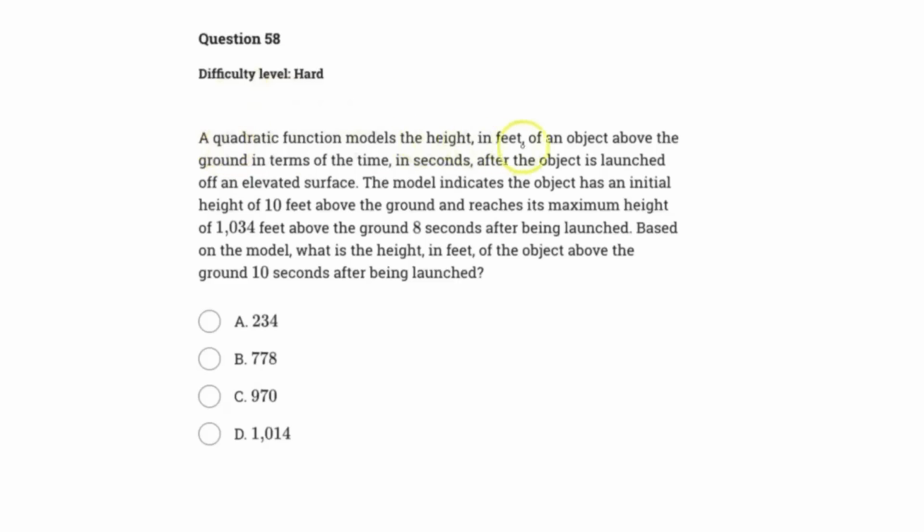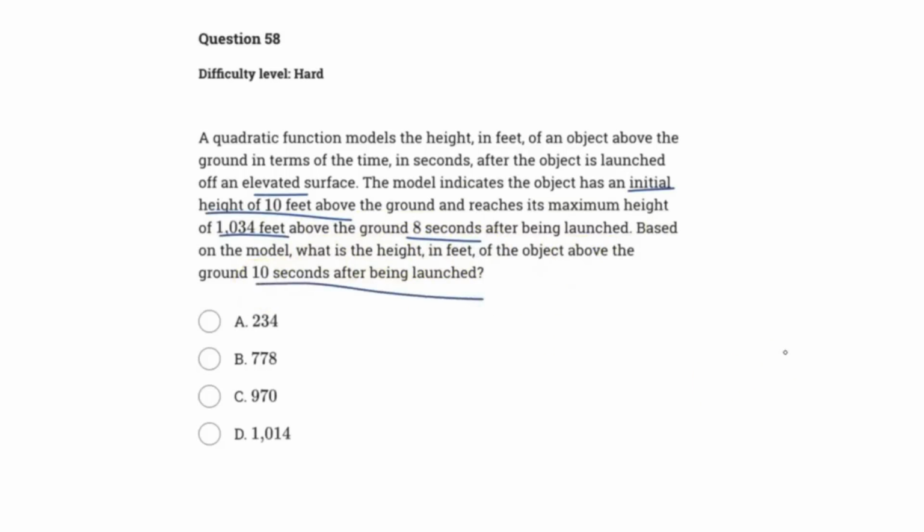A quadratic function models the height in feet of an object above the ground in terms of time in seconds after the object is launched off an elevated surface. The model indicates the object has an initial height of 10 feet off the ground and reaches its maximum height of 1,034 feet above the ground 8 seconds after being launched. Based on the model, what was the height in feet of the object above the ground 10 seconds after being launched?